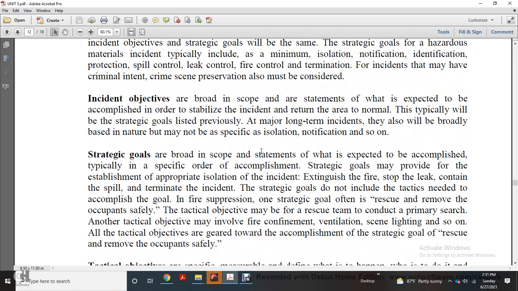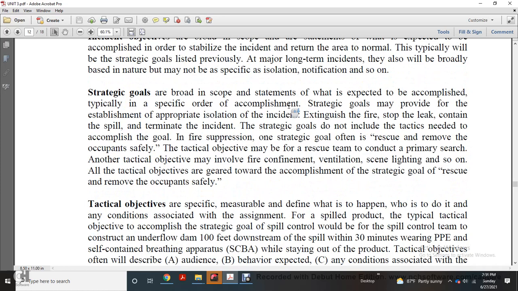Incident objectives are a broad-scope statement of what must be accomplished in order to stabilize the incident and return the area to normal. Typical strategic goals, as listed previously, for a major long-term incident are broadly based in nature, such as isolation, notification, and so on. Strategic goals are a broad-scale statement of what is expected to be accomplished. Strategic goals may provide an estimate for the appropriate isolation of the incident: extinguish the fire, stop the leak, contain the spill, terminate the incident.